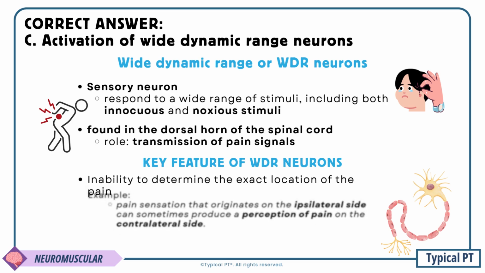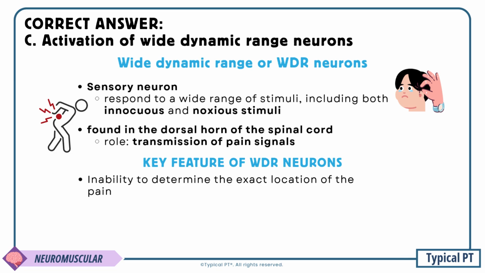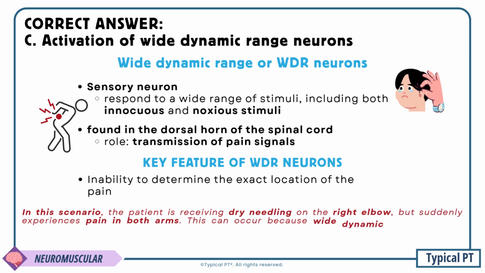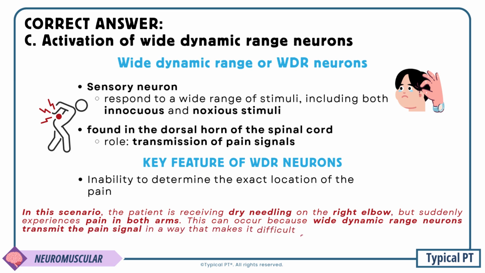Because of this, a pain sensation that originates on the ipsilateral side can sometimes produce a perception of pain on the contralateral side. In this scenario, the patient is receiving dry needling on the right elbow, but suddenly experiences pain in both arms. This can occur because wide dynamic range neurons transmit the pain signal in a way that makes it difficult for the brain to localize the exact origin of the stimulus.